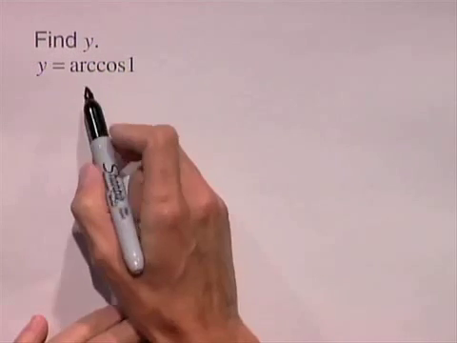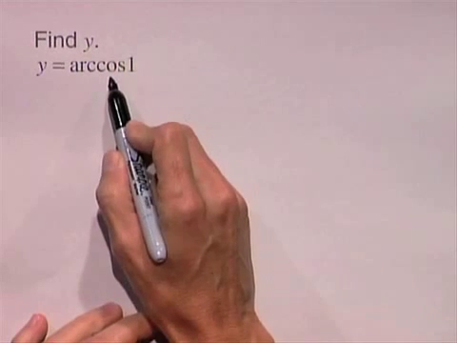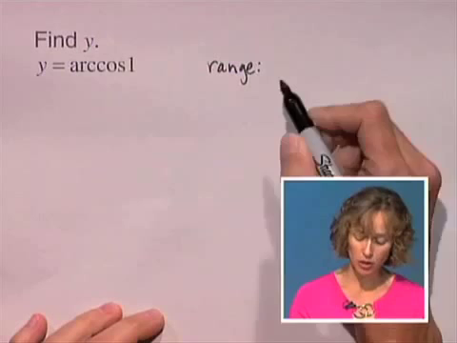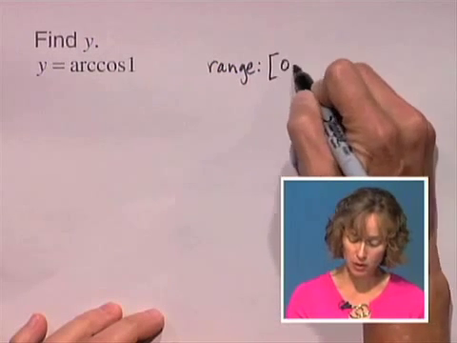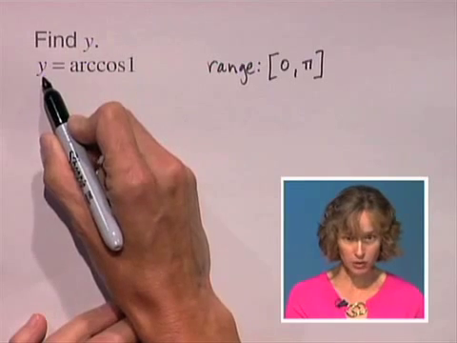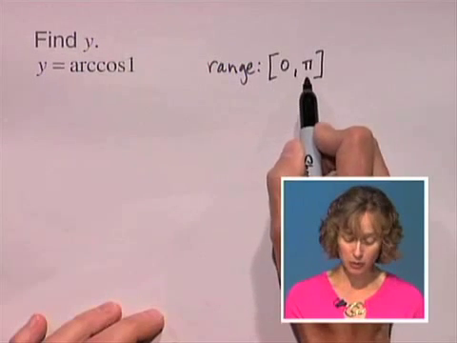Let's work with the inverse cosine function. We want to find y, where y is arc cosine of 1. Arc cosine is the inverse cosine function. The first thing to do is to think that the range of the inverse cosine or arc cosine is 0 to pi. So any value for y that we find or give must be between 0 and pi.